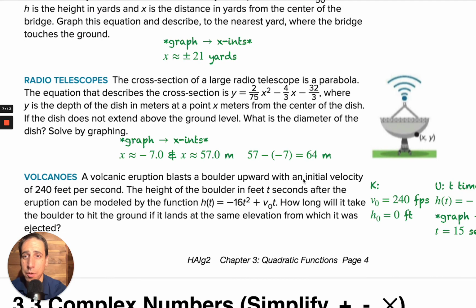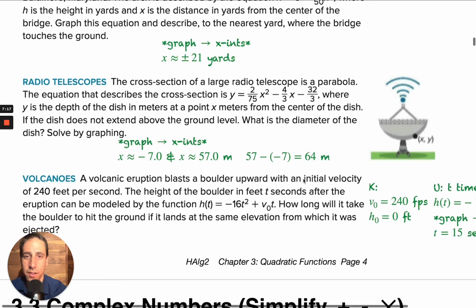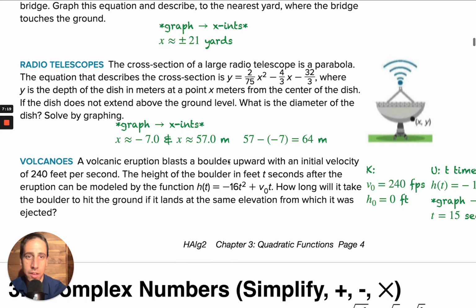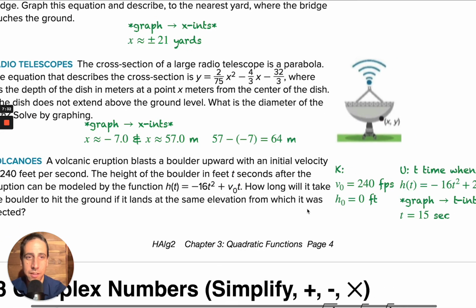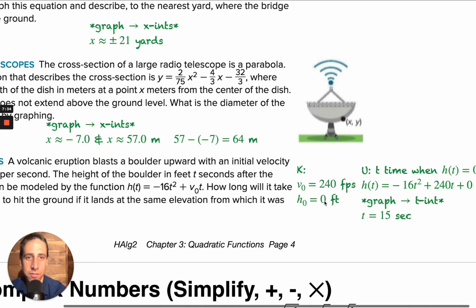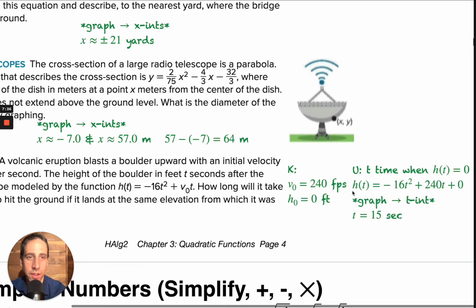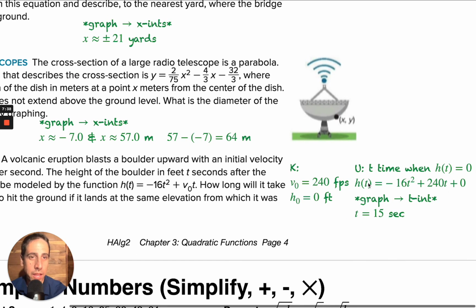Volcanoes. A volcanic eruption blasts a boulder upward with an initial velocity of 240 feet per second. Again, initial velocity is 240. That's there, and then there's no initial height. It just starts at ground level, 0. How long will it take the boulder to hit the ground if it lands at the same elevation from which it was ejected? Initial height is 0. V0 is 240 feet per second, and then we want to know when h of t is equal to 0. So we graph it, and you can see it's about 15 seconds.